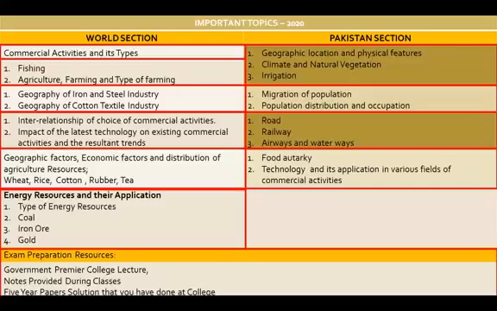Finally, exam preparation resources. As you know, I recently gave a lecture at Government Premier College, and most of them benefited from that lecture as well. Notes provided during classes and the 5-year paper solutions that you have done in college. So these are the exam preparation resources, and feel free to contact me if you find any difficulty preparing for your examination.